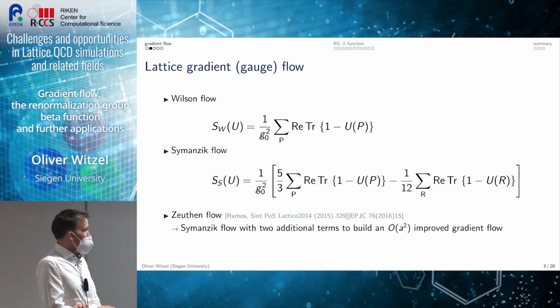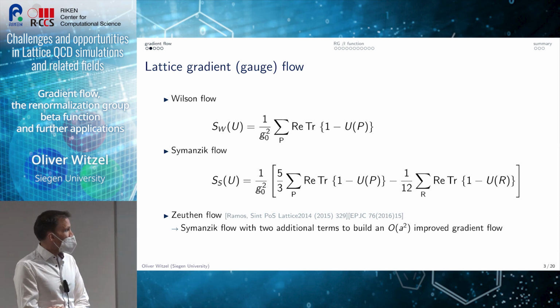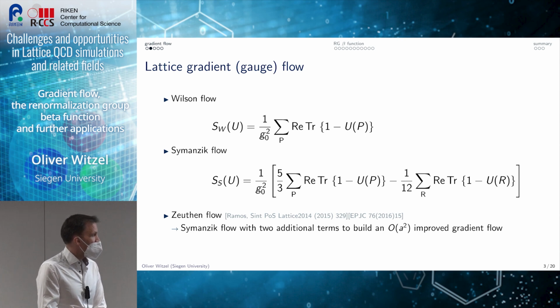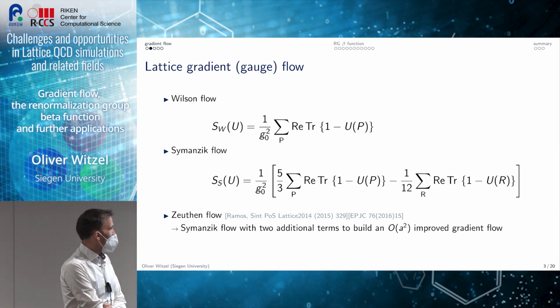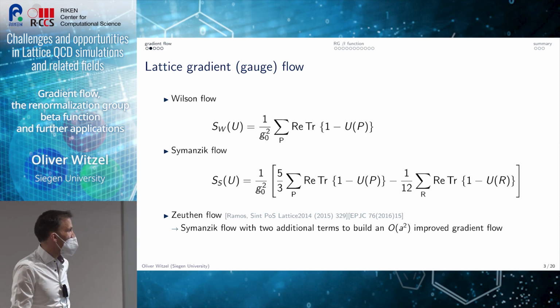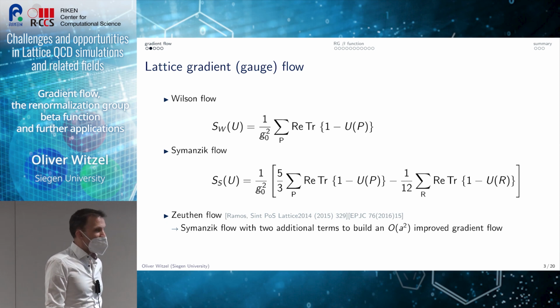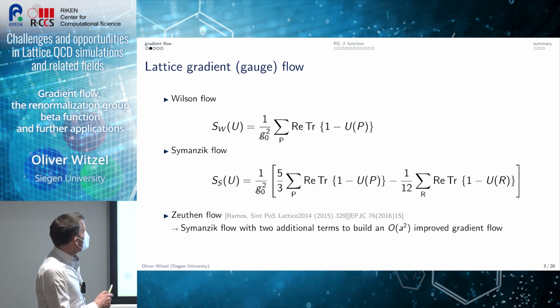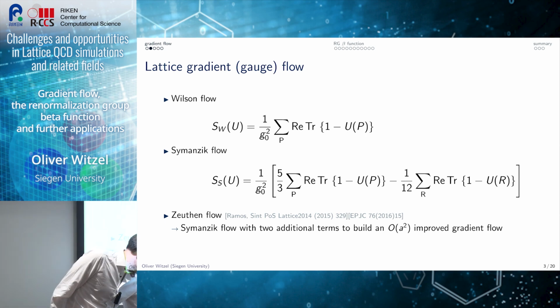And if you work on the Symanzik improvement program, you can study the discretization effects of the gradient flow and remove order a squared discretization artifacts. And you do that by having two additional terms. I refrain from writing them down. It gets a little bit ugly. But that version of the gradient flow is then referred to as the Zeuthen flow. And in the following, I will use these three versions of the gradient flow.